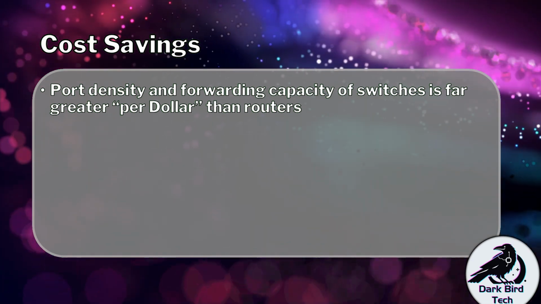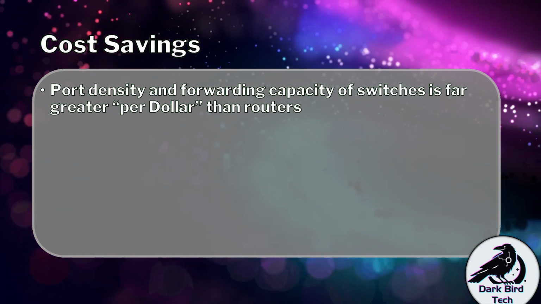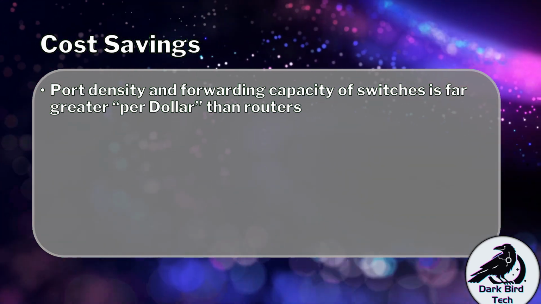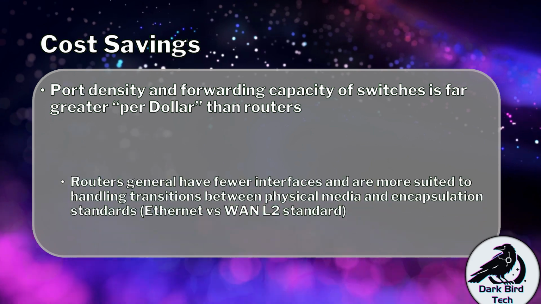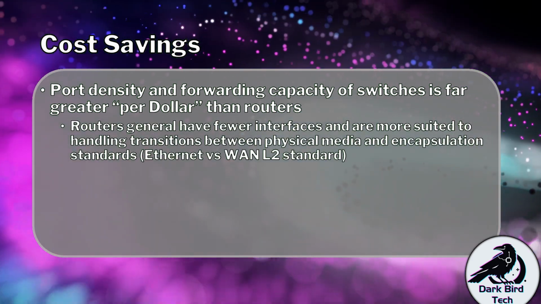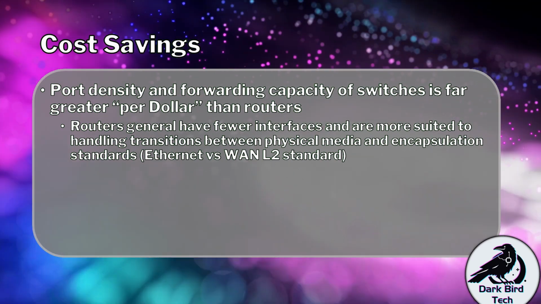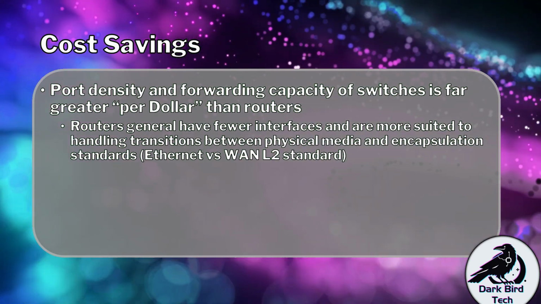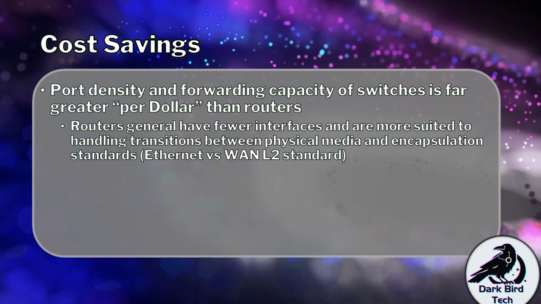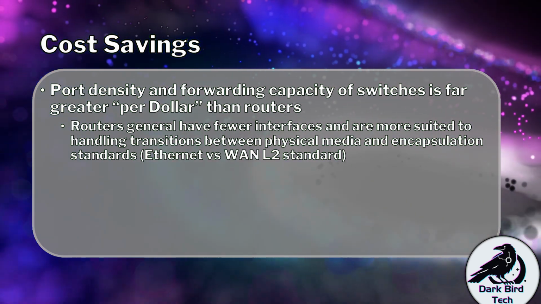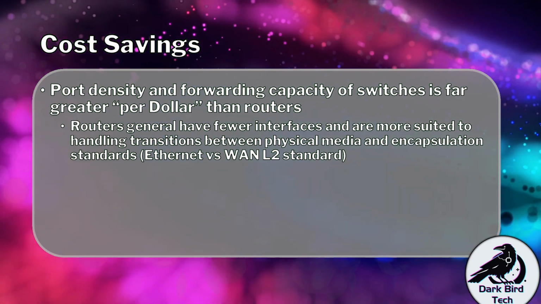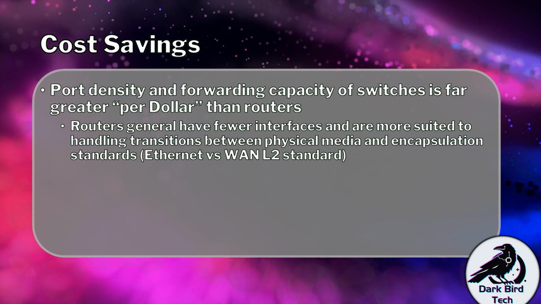Whereas to find a router with that many interfaces, those are not cheap and they're very, very specialist and more likely to be used by service providers. So routers are generally going to be less ideal than switches for VLANs and LAN segmentation. Routers are generally better at dealing with the physical media and encapsulation standard change between a LAN and a WAN connection, such as Ethernet to whatever your service provider is using as its layer 2 WAN standard.